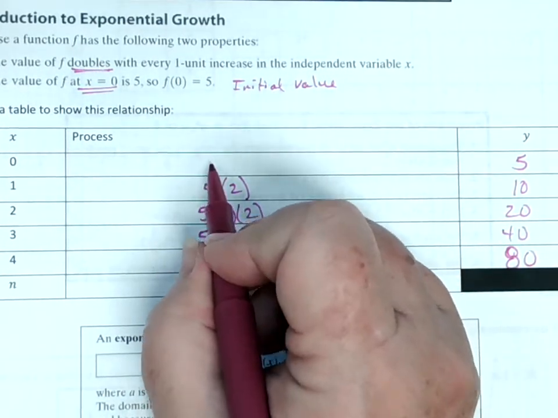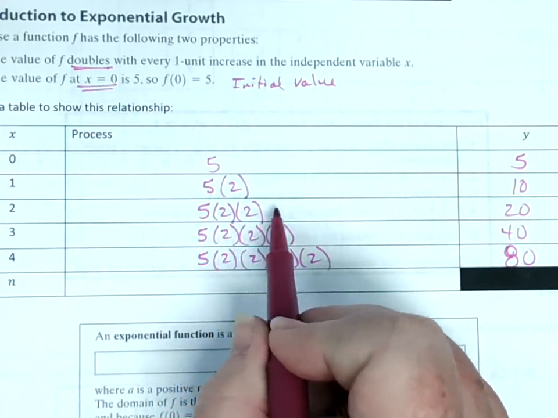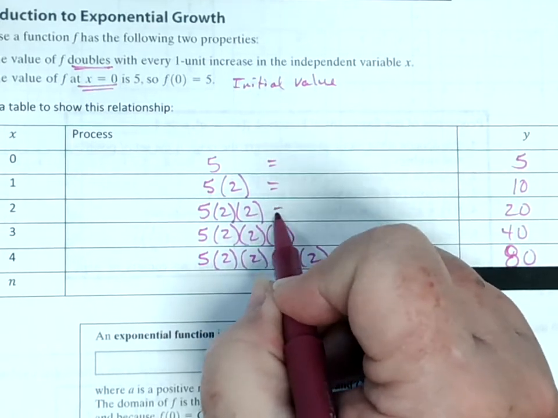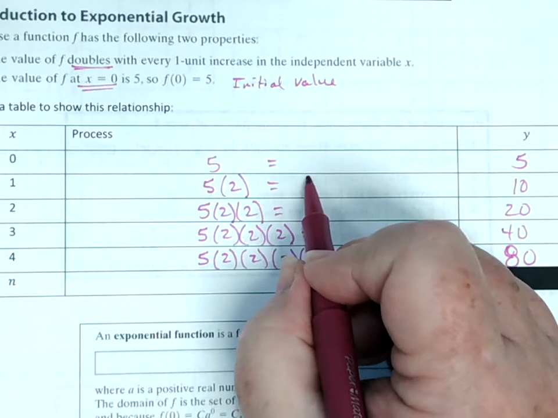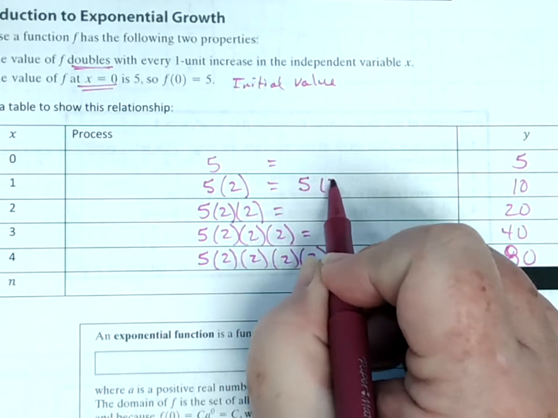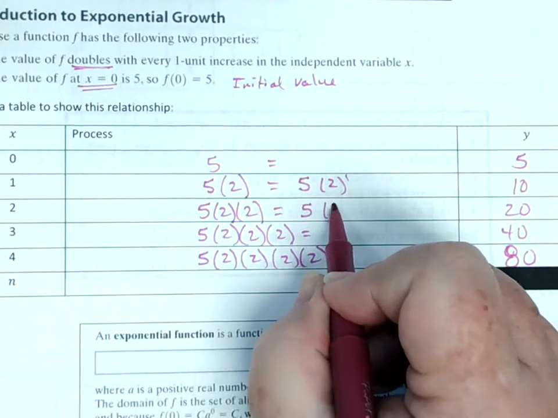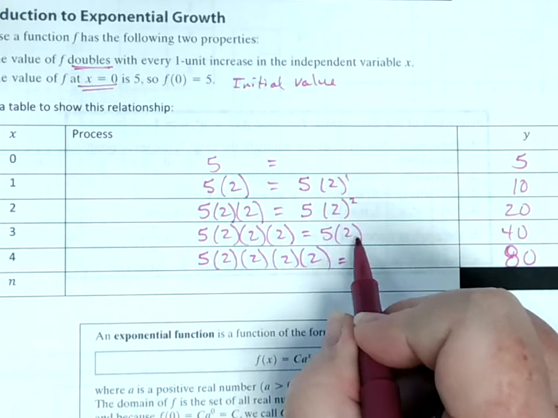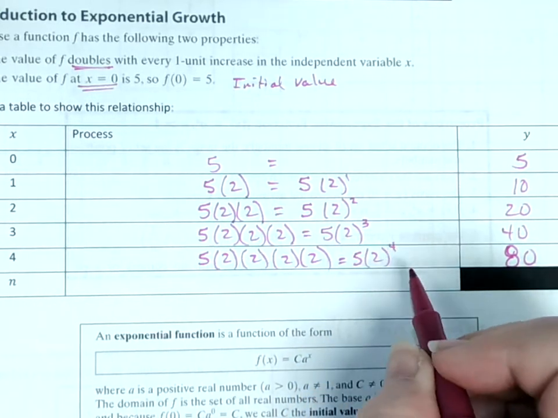Well, let's just multiply what this is. This is 5. This is 5 times 2, 5 times 2 times 2, 5 times 2 times 2 times 2. And let's write that in exponent form. Now I'm going to skip that first one for just a minute. We'll come back to it. This is 5 times 2 to the first power. This is 5 times 2 squared. 5 times 2 to the third power. 5 times 2 to the fourth power.